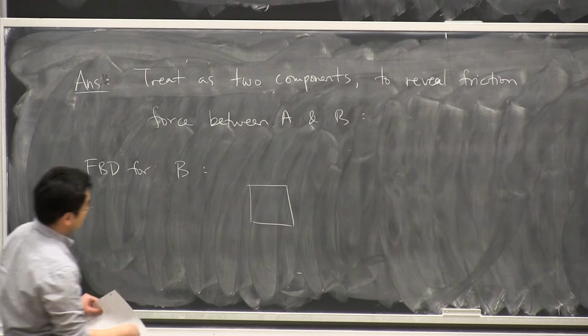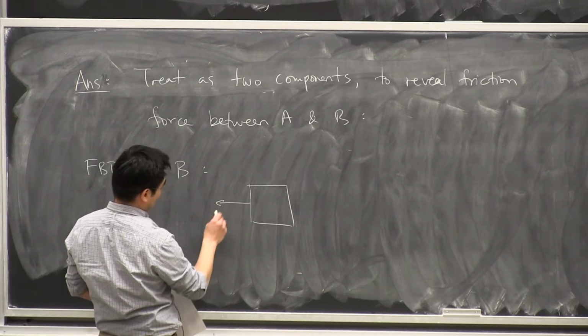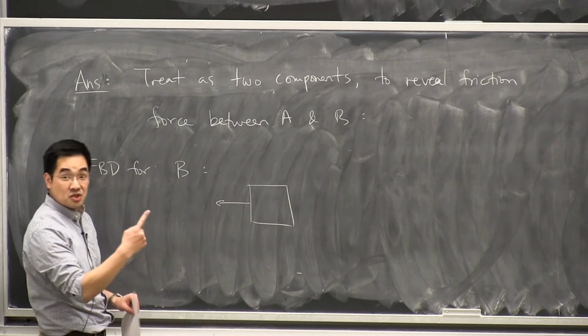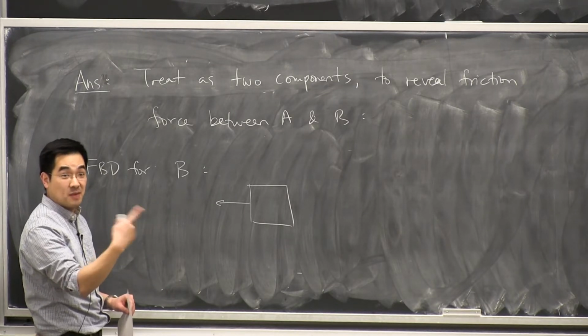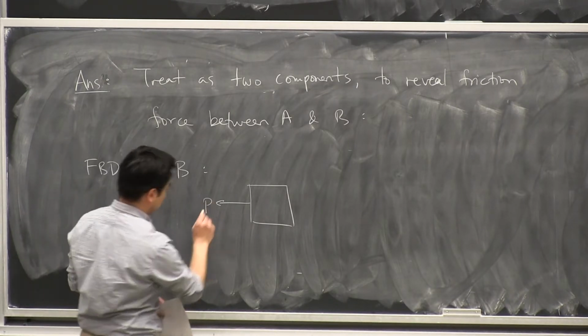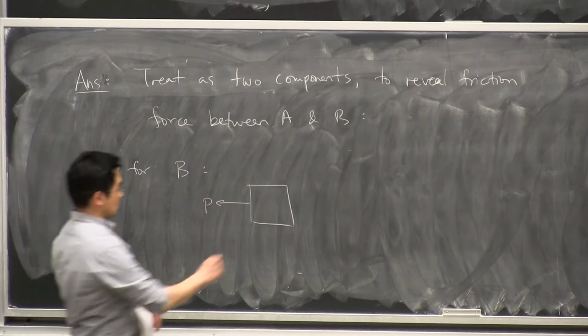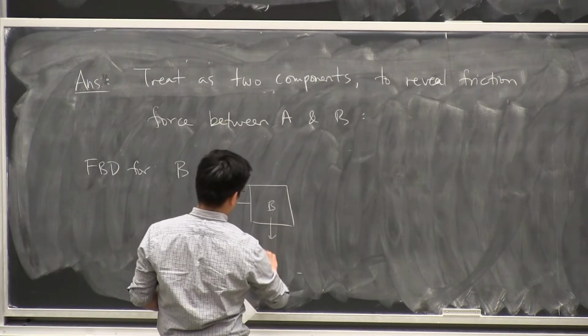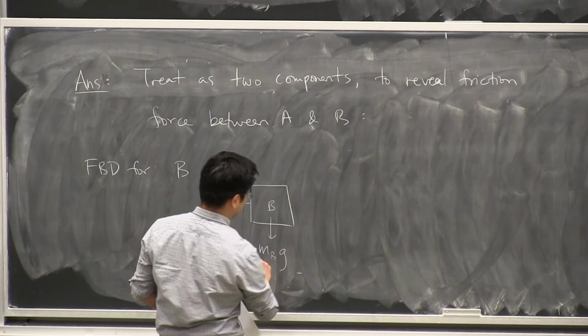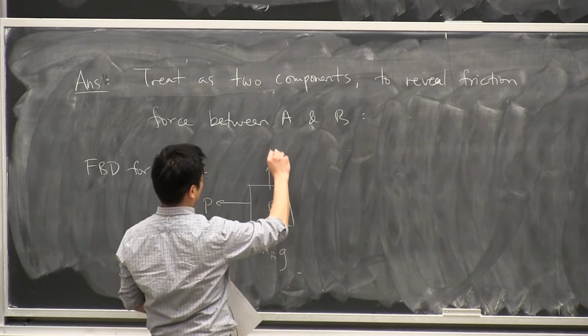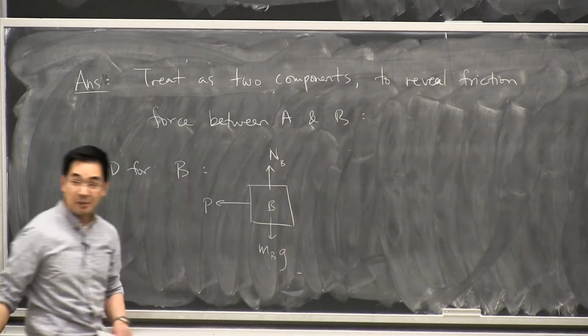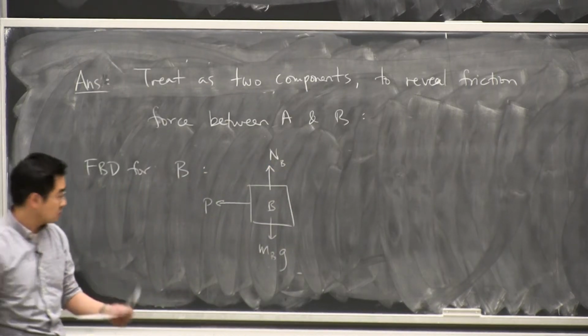So on the block, you've got a string for the pulley. Looks like the string is going to be entirely in tension, and the tension is going to be the same as the pulling force P. So it should be one of the P's. Should have an MBG downward, and I'm going to call the normal force here NB, capital NB for normal force.